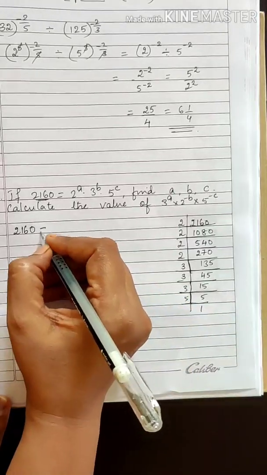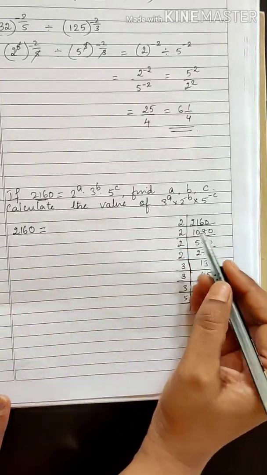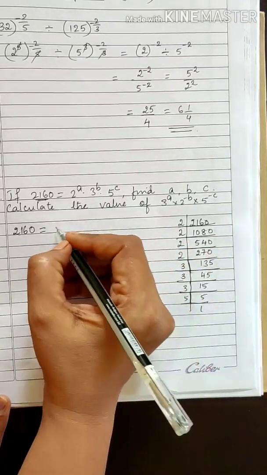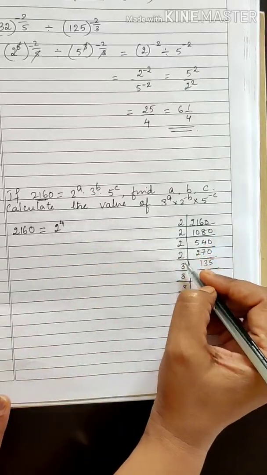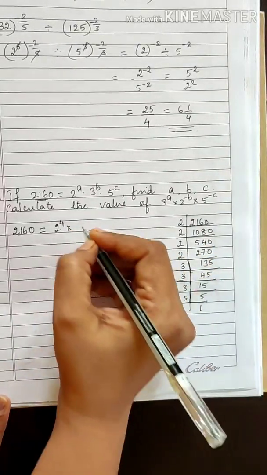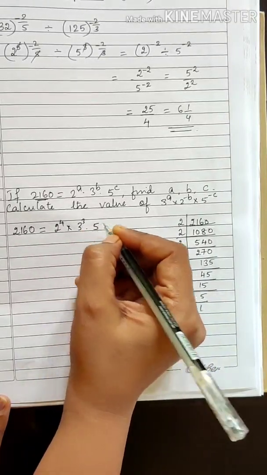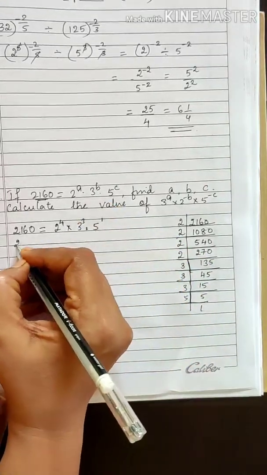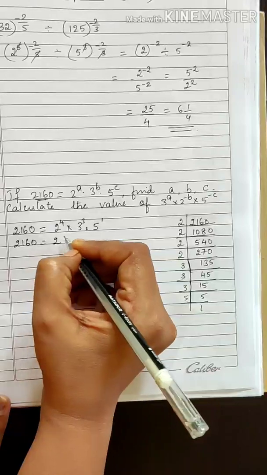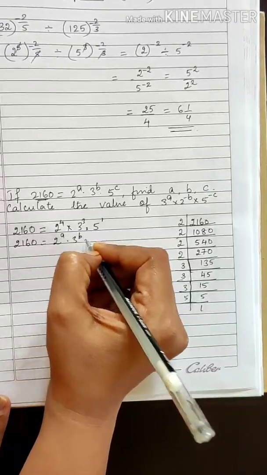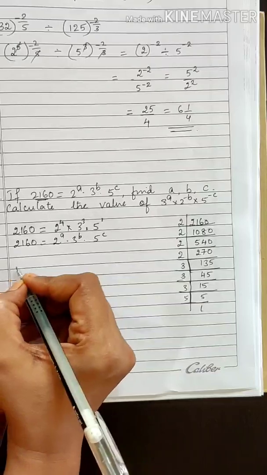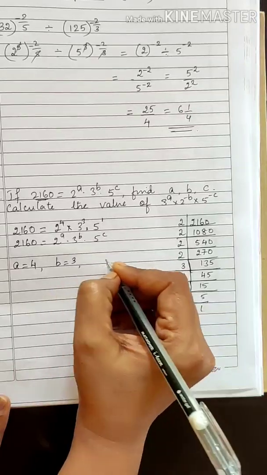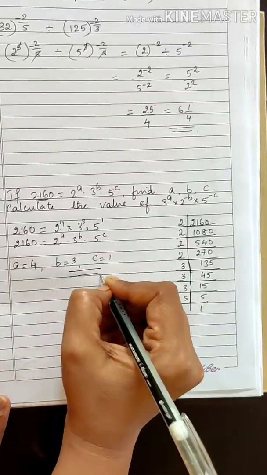Okay, so when you express 2160, you express it in terms of 2, 3 and 5. So here you will get 2 to the power of 4, 1, 2, 3, 4, and 3 to the power of 3 into 5 to the power of 1. So when you compare this with your question, that is 2160, 2 to the power of A into 3 to the power of B into 5 to the power of C, you get the value of A as 4, B as 3 and C is equal to 1.